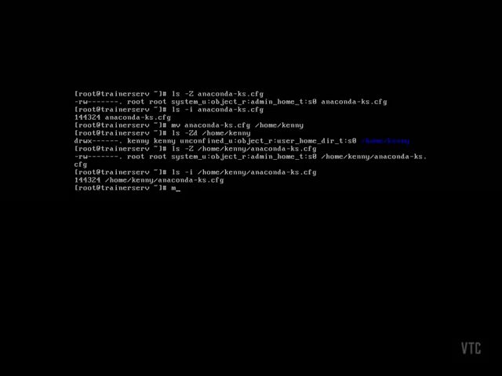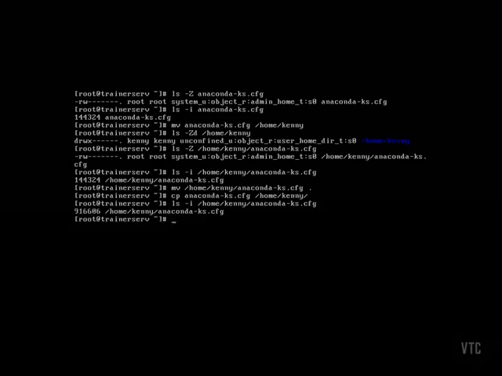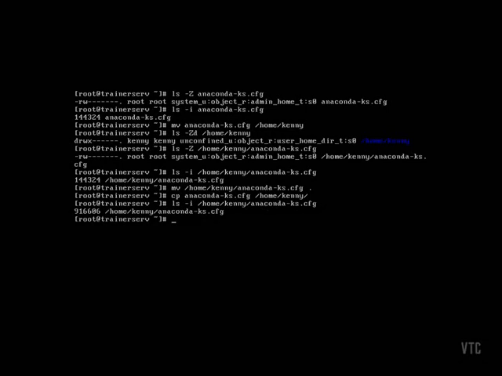Let's move the file back. Now let's copy the file over instead of moving it. Then take a look at the inode information. Now we see that we have a new inode number that is different from the original. That's because when we copy a file, we are in fact creating another file based off of the original, which in turn will have a new inode number.